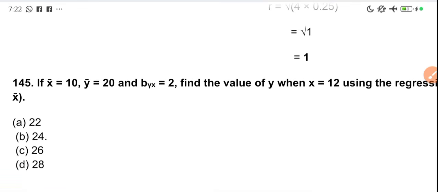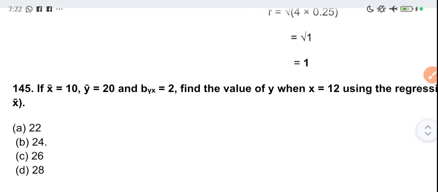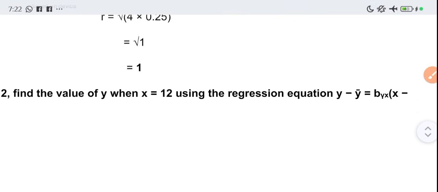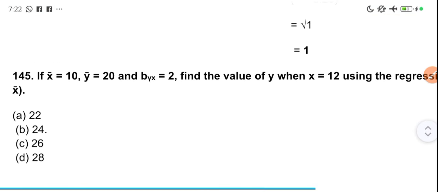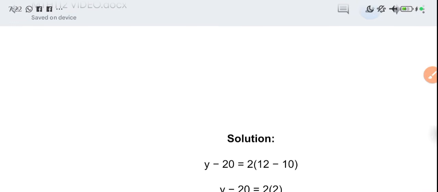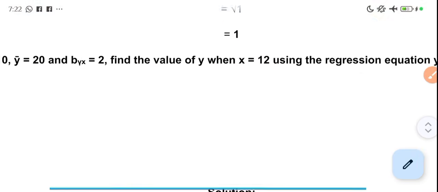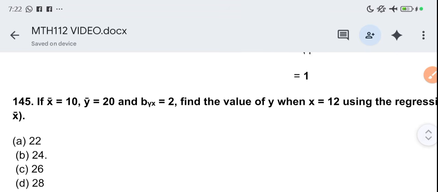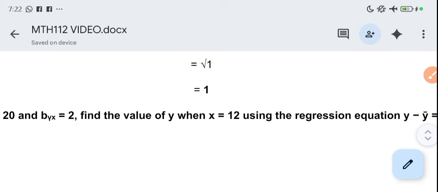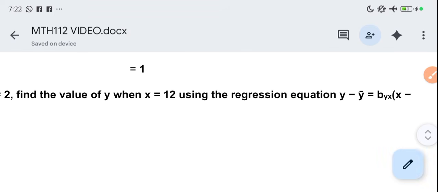If x bar is 10, y bar is 20, and these are questions that you've come across, and the regression coefficient of y on x is 2, find the value of y when x is 12 using the regression equation y minus y bar equals the coefficient in the bracket. Now, how do you solve all of this? Moving on, the first thing is to impute everything. So you put this as 20, and this as 10. This is the formula we're using here. So you just impute it immediately. They have given us the coefficient as 2, so just impute it in this formula.